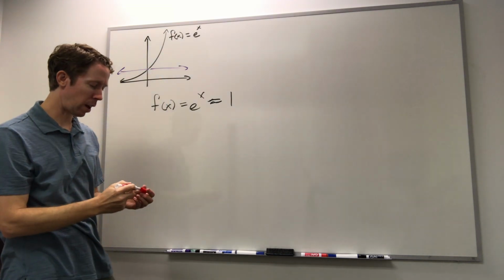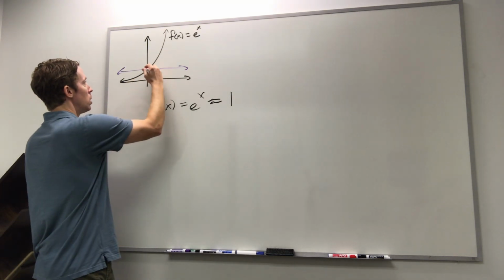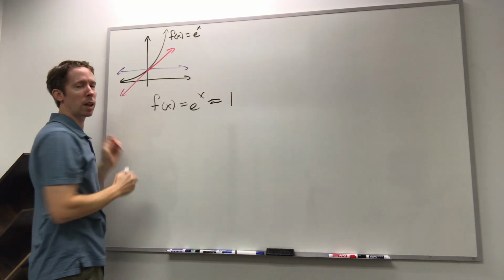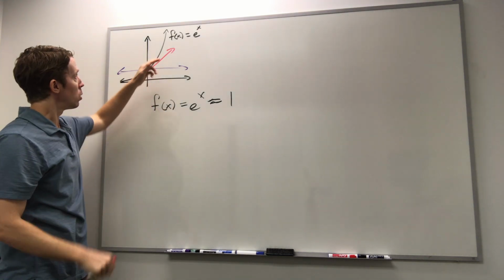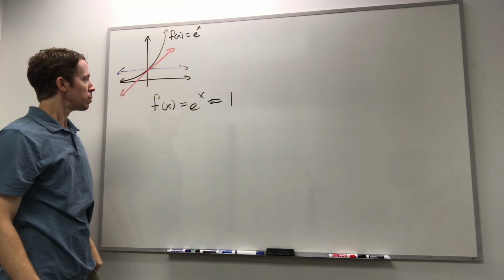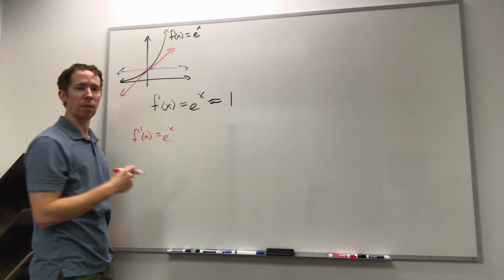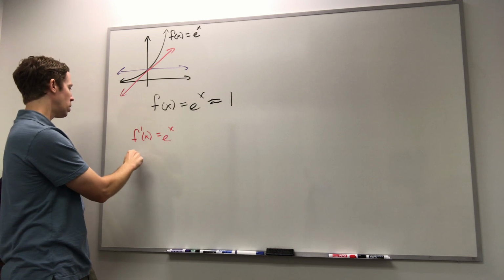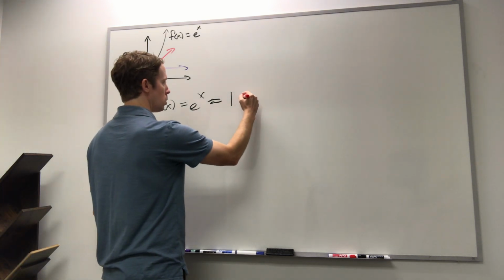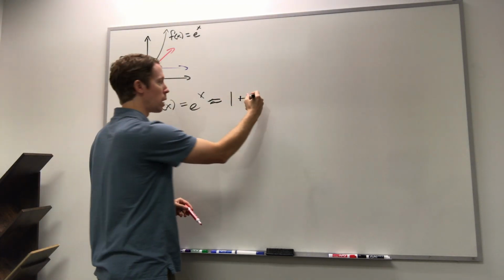My tangent line will have the exact same constant at x equals 0. So I still need 1 as my constant term at x equals 0. But I want to take into account the slope of the tangent line, which is the derivative of e to the x, evaluated at x equals 0. I know the derivative is e to the x, and if I evaluate that at 0, then I get 1. So my slope needs to be 1, so I would do plus 1 times x.